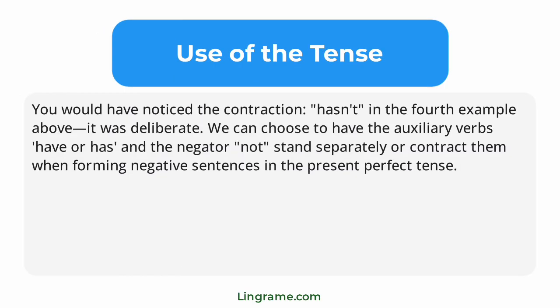You would have noticed the contraction, hasn't, in the fourth example above. It was deliberate. We can choose to have the auxiliary verbs, have or has, and the negator, not, stand separately, or contract them when forming negative sentences in the present perfect tense.